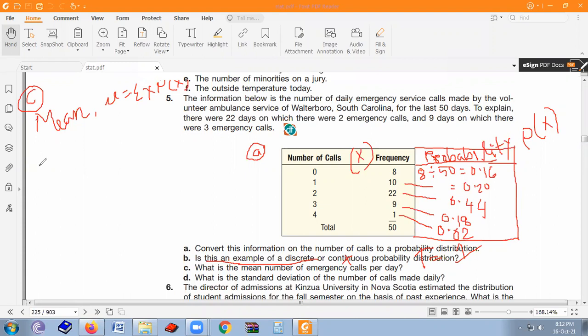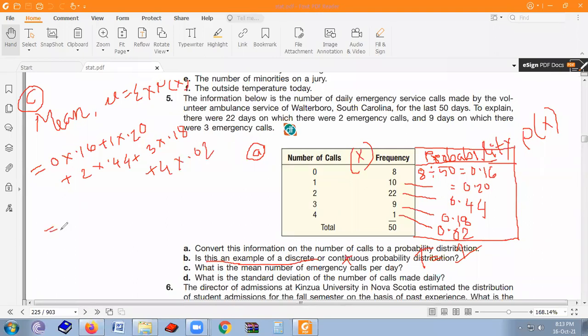Now we have to put the values of x and probability. First value of x is 0 and probability is 0.16. Second value is 1 into 0.20, plus third value is 2 into probability 0.44, plus 3 into 0.18, plus 4 into 0.02.